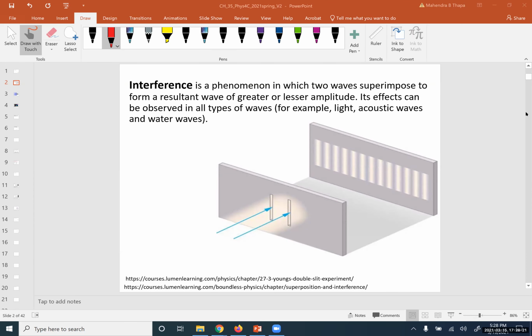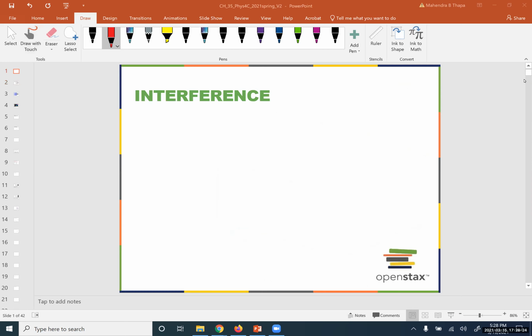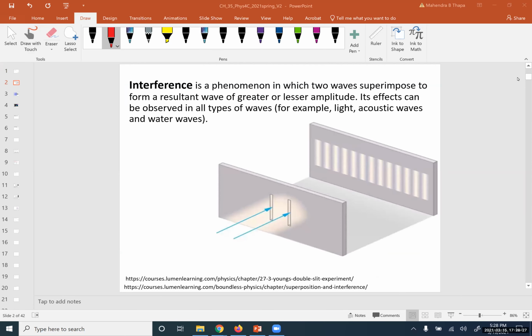So let's talk about the interference of light in this chapter. Interference is a phenomenon in which two waves superimpose to form a resultant wave of greater or lesser amplitude. What does it mean? For example, we have a wave passing through this slit, the small opening, and another wave passing through the other slit. This is slit 2, this is slit 1.